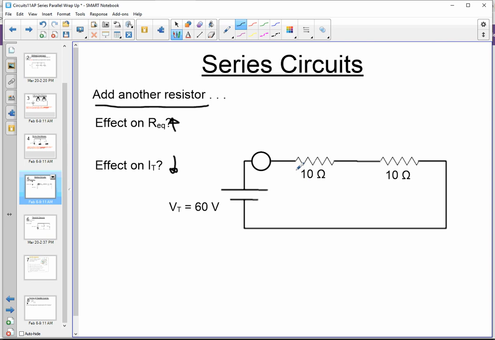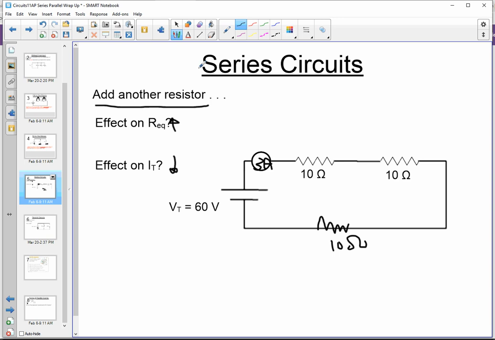I selected easy numbers so we could do the math in our head. So the total potential difference here is 60 volts and the total resistance is 20, and V total divided by R total, 60 divided by 20 will be 3 amps of current. That's the original current flowing in the circuit. So now, what happens if we add another 10 ohm resistor?